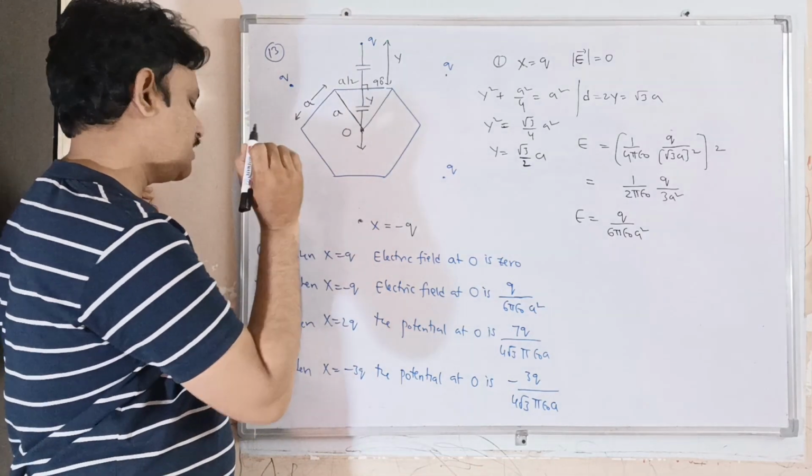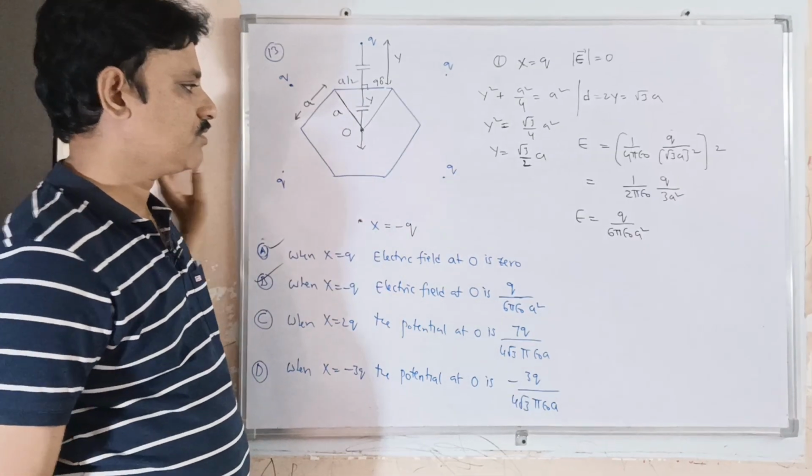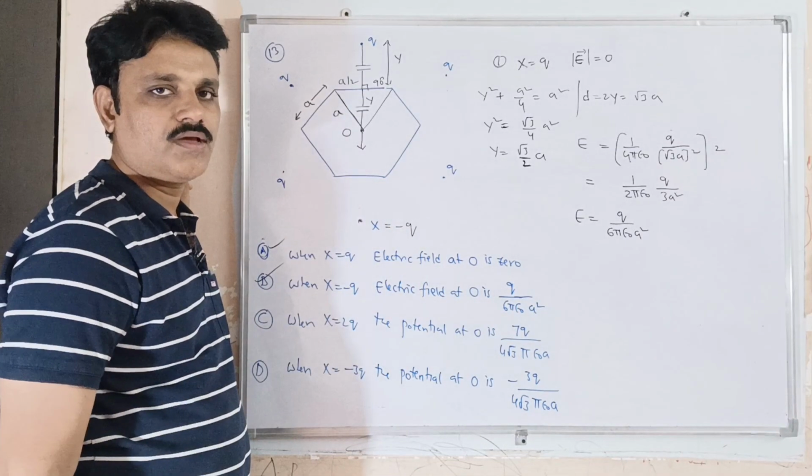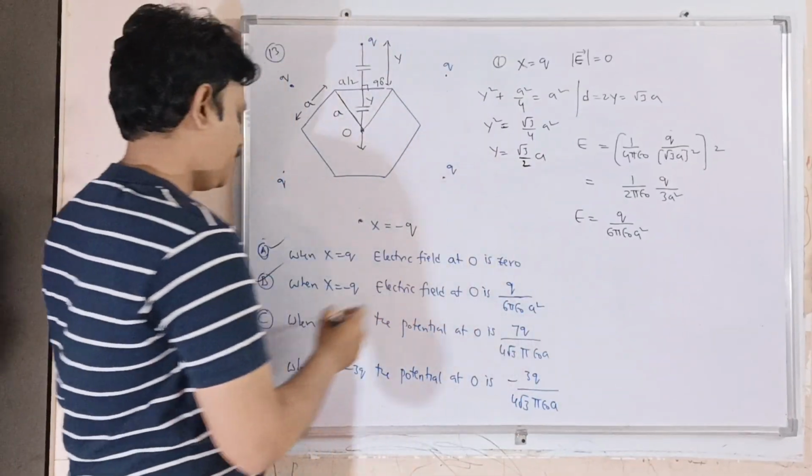So the B option is also a right option. Okay, so option B is also right, because the electric field we calculated is q by 6 pi epsilon naught a square. So the second option is also verified. And let us go to the third option.